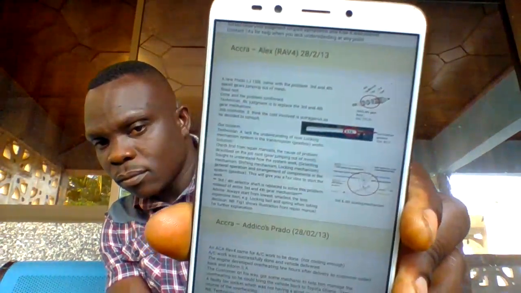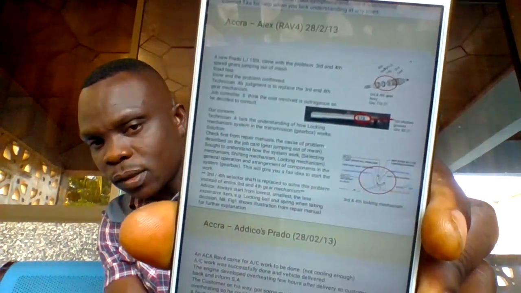Active advice: always start from the lowest, smallest, least expensive item, for example locking ball and spring, when taking a decision. NB. Figure 1 shows an illustration from the repair manual for further explanation. This is the figure below.